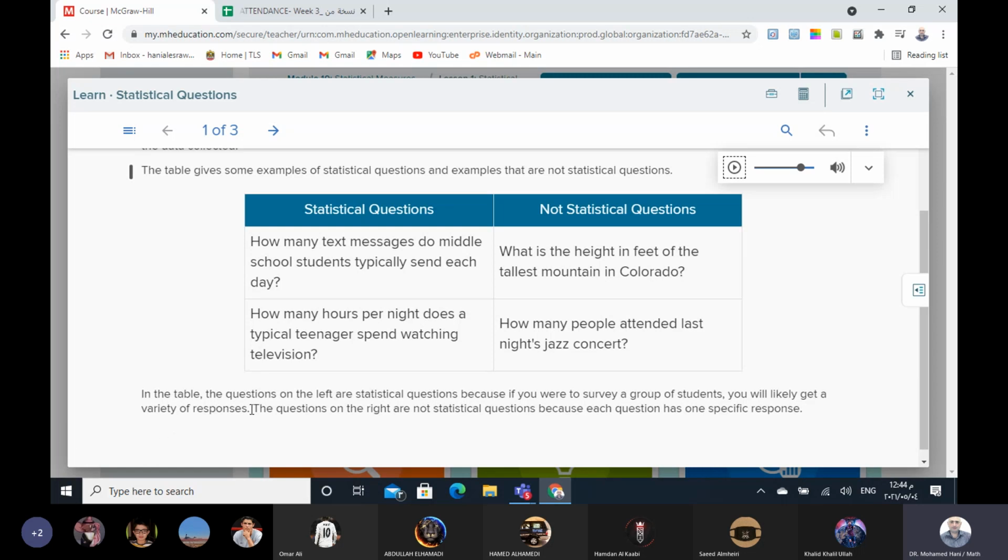So in the table, the questions on the left here are statistical questions, because if you were to survey a group of students, you would likely get a variety of responses. And the questions on the right here are not statistical questions, because each question has one specific response.